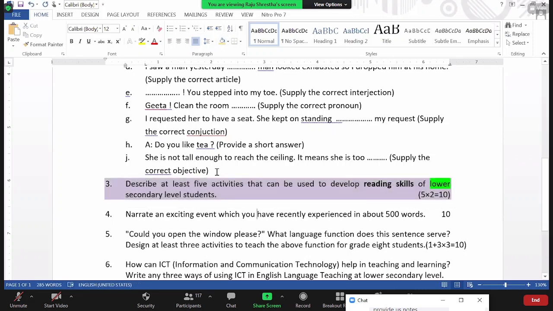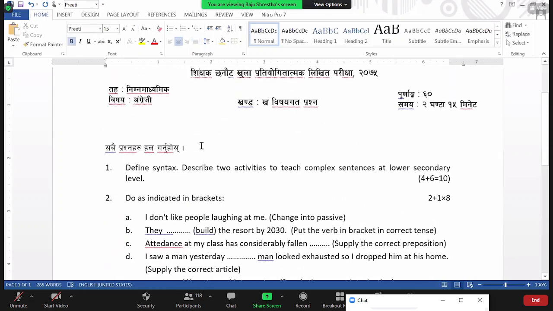Asked: describe at least 5 activities that can be used to develop reading skills of lower secondary level students. This is 10 marks. ठ्याक्कै यही क्वेसन हामीले प्र्याक्टिस गर्न सकिन्छ. Activities are important, so my suggestion, my request to you all is list out activities and you prepare them from the classroom. How do we use in the classroom? हैन, classroom कसरी युज गर्न सकिन्छ भन्ने पार्टबाटै जानुपर्छ हैन.